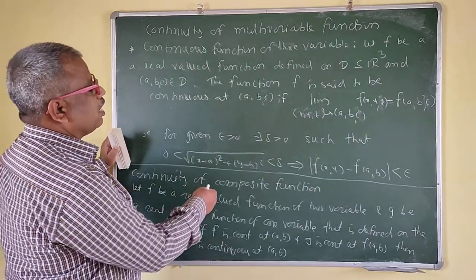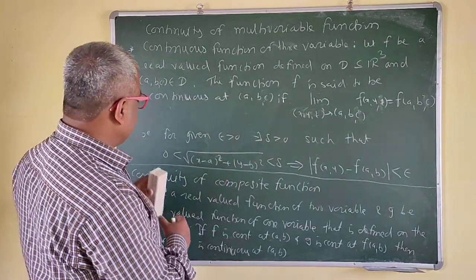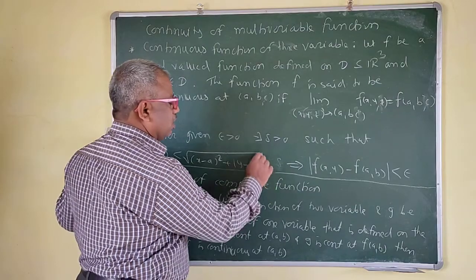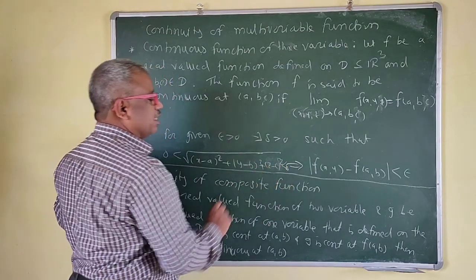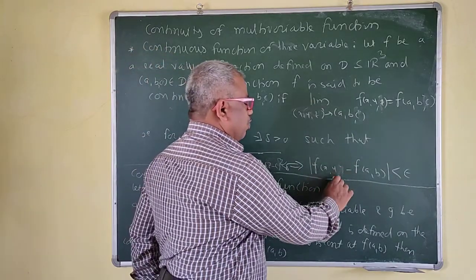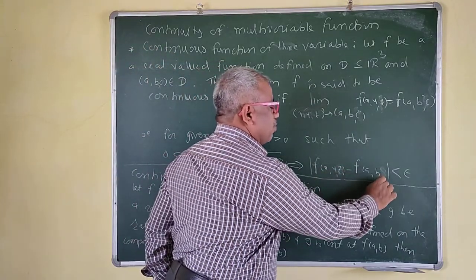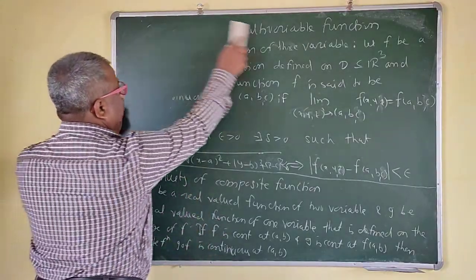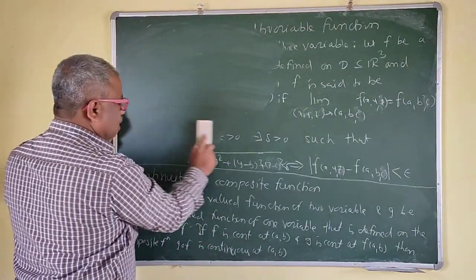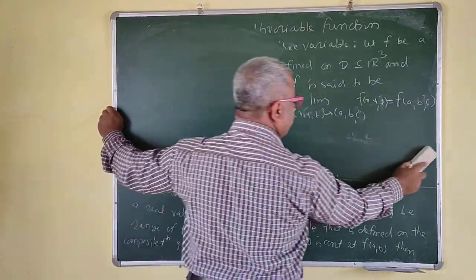So we'll write the epsilon-delta definition of continuity for three variables also. Just add the term (z minus c) squared here, under the square root, less than delta, implies that the modulus of f(x, y, z) minus f(a, b, c) is less than epsilon. So this is the continuity of a function of three variables. Similarly, you can do it for four variables and so on.